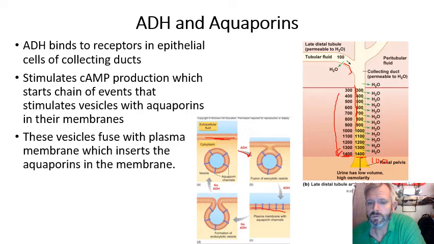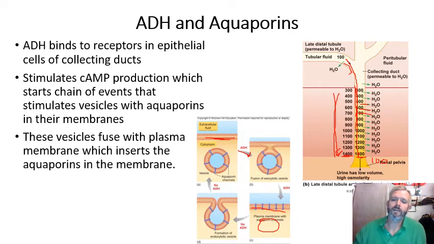Now we're permeable to water. And so that 100 milliosmol filtrate that comes down here, now with ADH on board, we're permeable to water, and water is going to leave due to this osmolarity gradient that the collecting duct is running through. When ADH levels go low again, these get recycled back and brought back into a vesicle. All right, and then we're impermeable to water again.